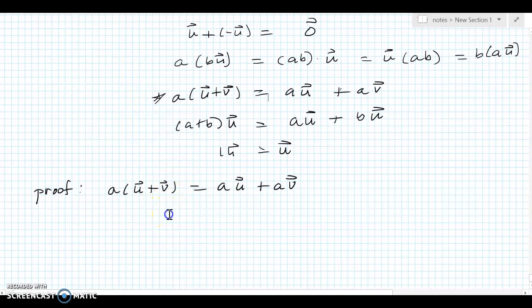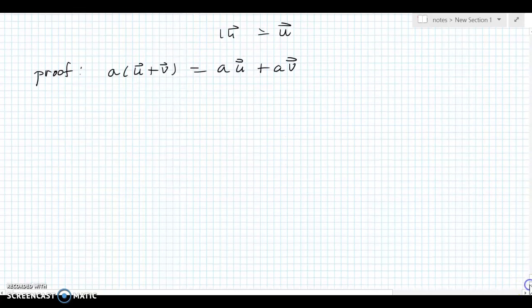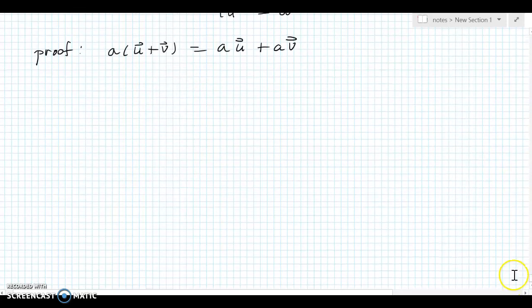So let's see how we go about doing this proof here. You gotta be super logical when you do these proofs. Here we go. I can start with this A times (U plus V). I don't know much right now. I haven't proved any of those properties. I'm going to prove this one. So up till now, the only thing I know is the components. So I can go ahead and write these in terms of components.